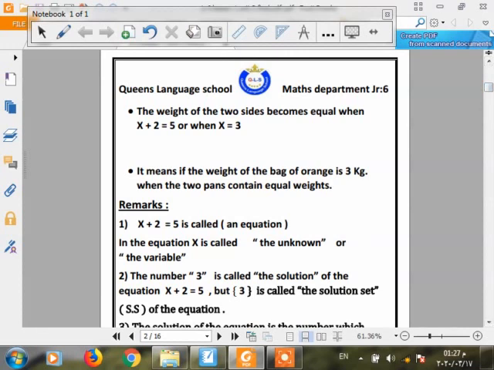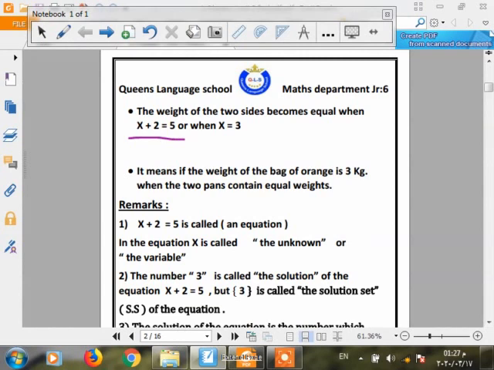We see from this figure that the two pans are equal. The weight of the two sides becomes equal when x plus 2 equals 5. When can I find that x plus 2 equals 5? It's only if x equals 3. It means that the weight of the bag of oranges is 3 kilograms when the two pans contain equal weights.